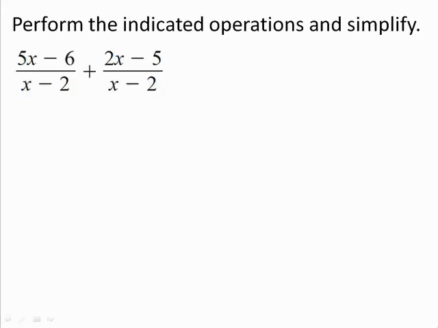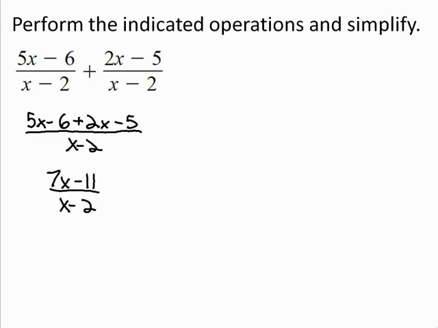Perform the indicated operations and simplify. 5x minus 6 divided by x minus 2 plus 2x minus 5 divided by x minus 2. Because these two fractions have the same denominator, you can add the numerators together. You get 5x minus 6 plus 2x minus 5 divided by x minus 2. Combine like terms in the numerator. The simplified expression is 7x minus 11 divided by x minus 2.